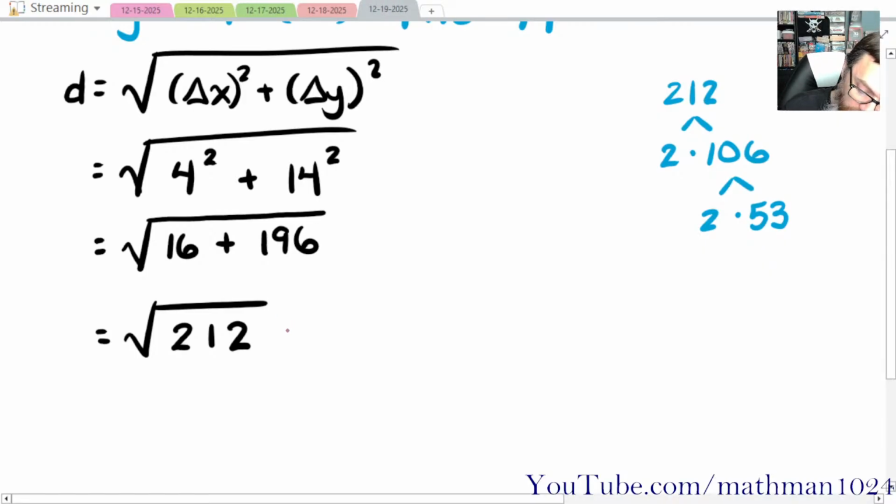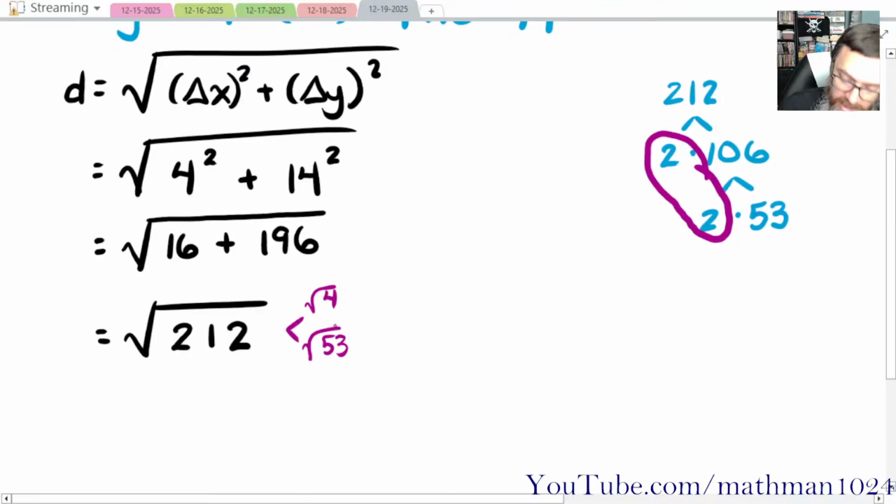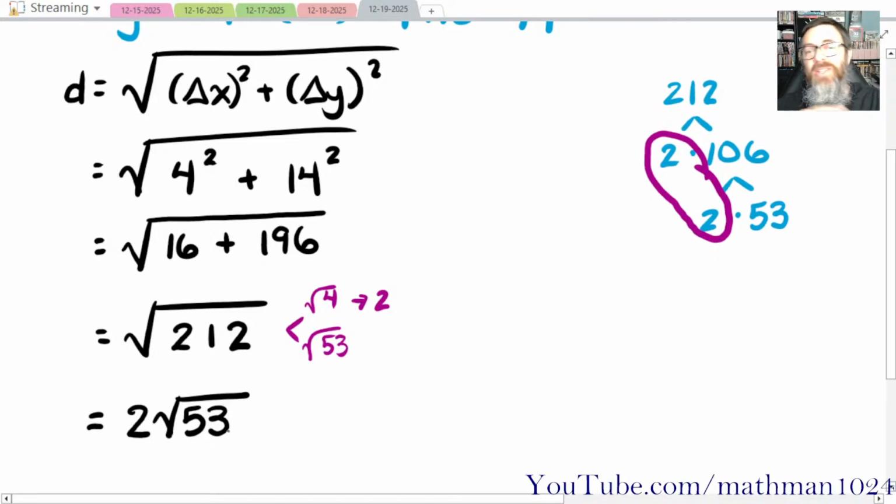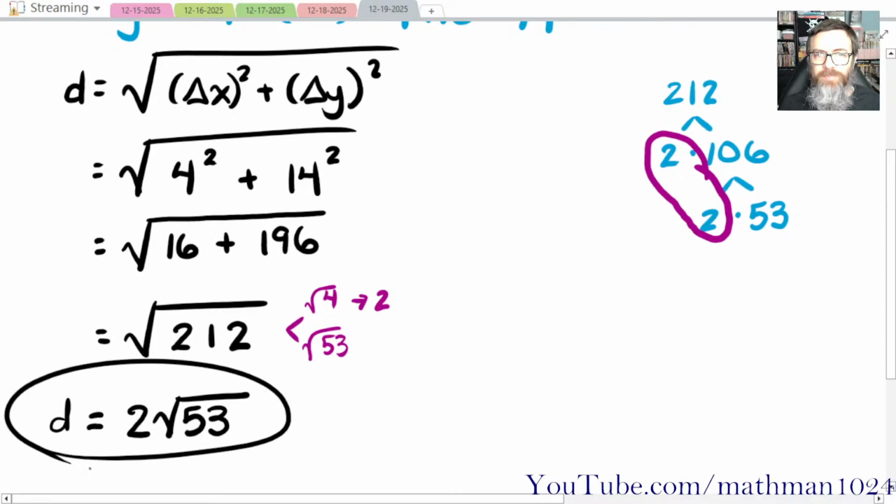So the way that we're going to break this down, we see that we have a square right here because we have 2 factors of 2. So that's going to give me 4. The other factor is 53. I take the square root of both of these. The square root of 4 is 2. So my distance, fully simplified, is 2 times the square root of 53. Okay, this is an exact answer and it's simplified. So this is what we would be looking for, the distance between those 2 points.